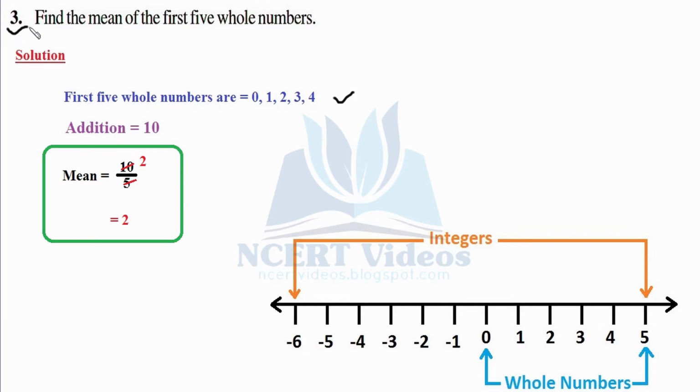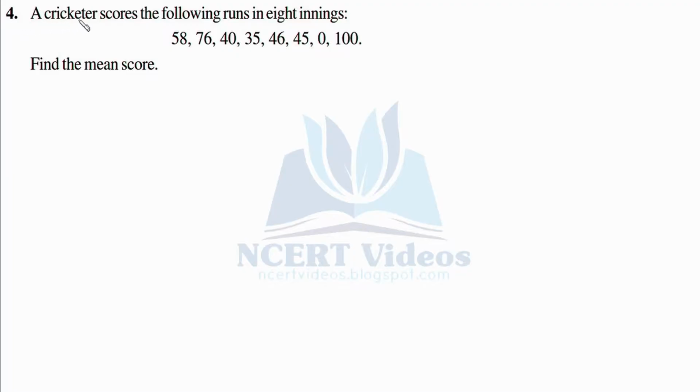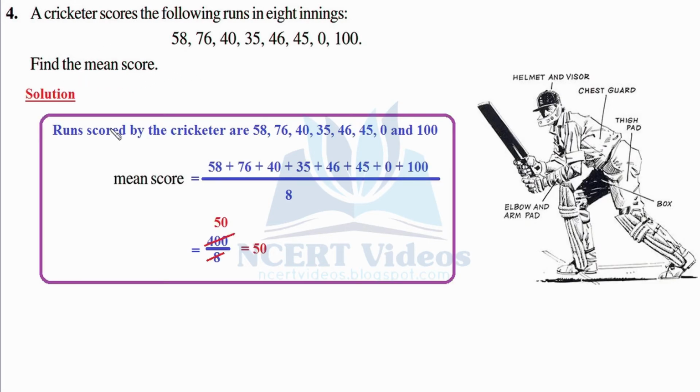That was your third. Fourth: a cricketer scores the following runs in 8 innings: 58, 76, 40, 35, 46, 45, 0 and 100. Find the mean score. We are going to add them up and divide by 8. Why 8? Because that is the number of observations: 1, 2, 3, 4, 5, 6, 7, 8.